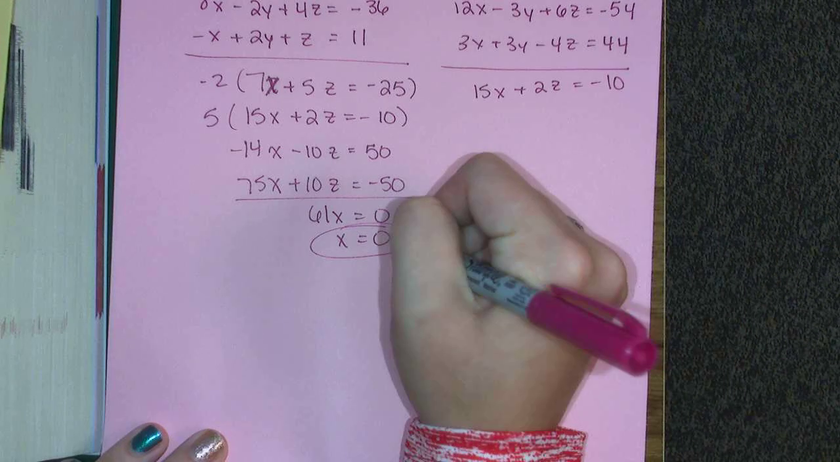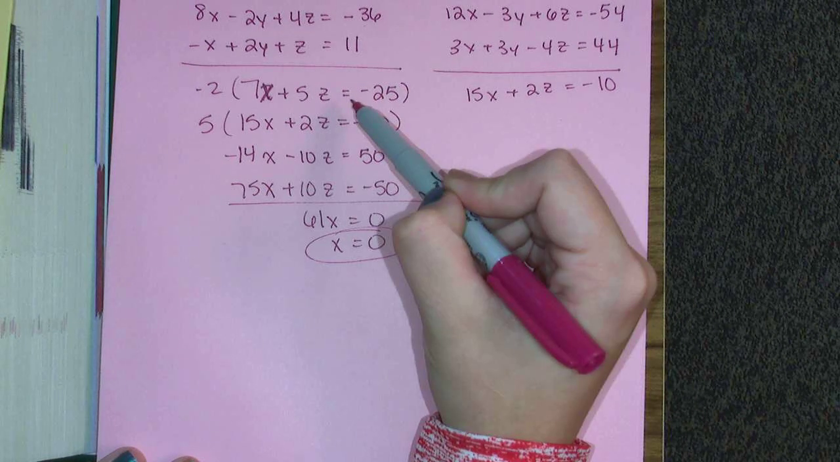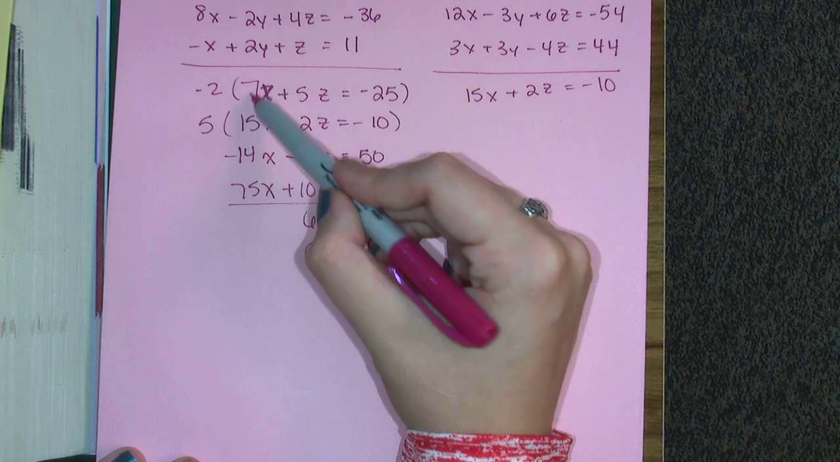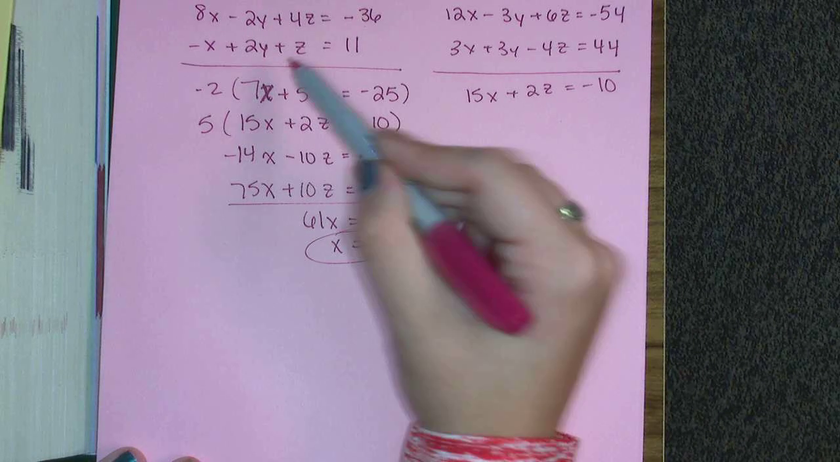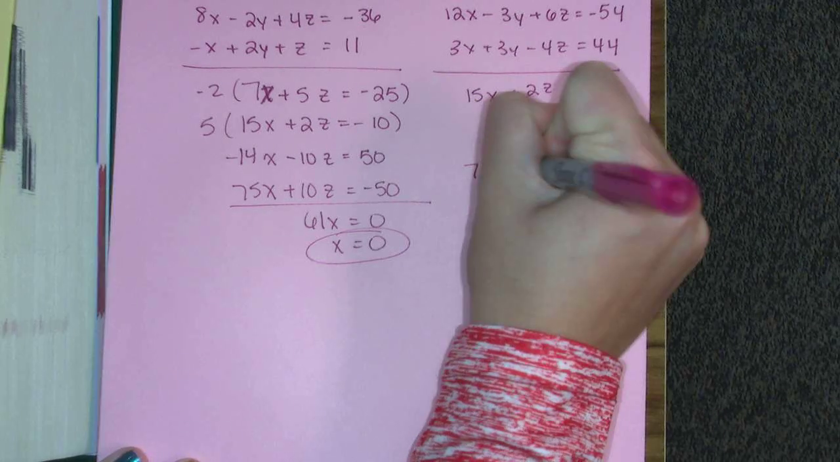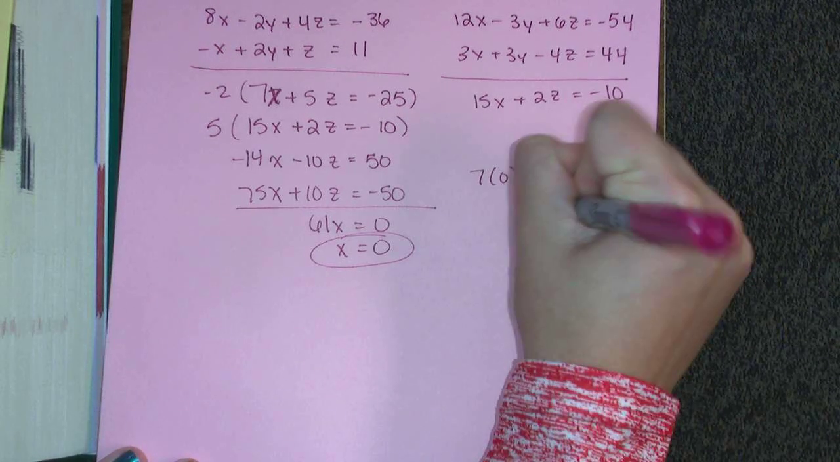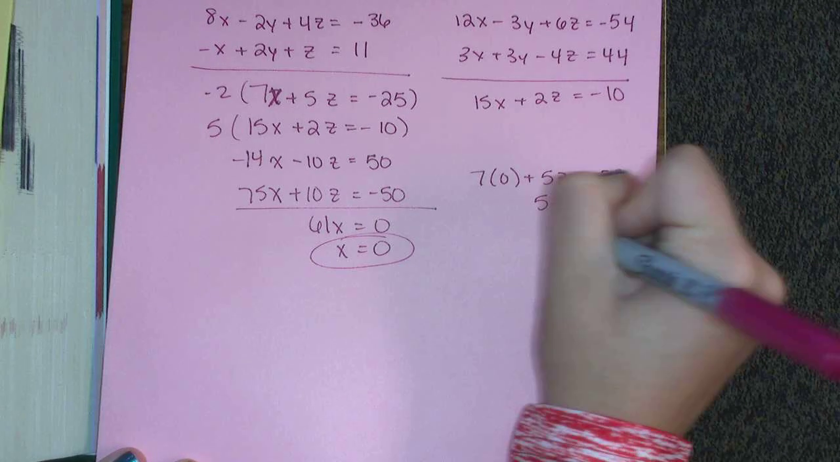I want to plug 0 into the top one of negative 14x minus 10. I can use that, but I would use the original just because it makes life a little easier. 7 times 0 plus 5z is equal to negative 25. So 5z is equal to negative 25. Z is equal to negative 5.